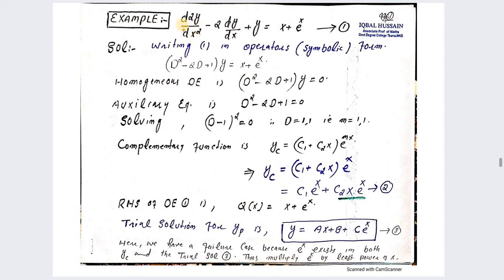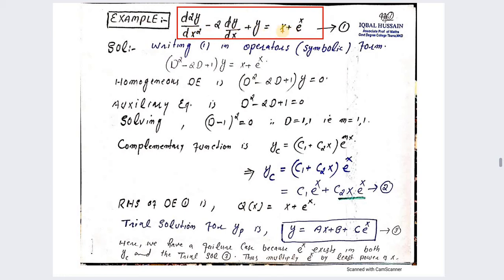Here we see a second order non-homogeneous linear differential equation. The right hand side has a function q, which is the sum of two functions. The first function is a linear polynomial, the second function is an exponential function. Now we have to solve this differential equation by the method of undetermined coefficients.